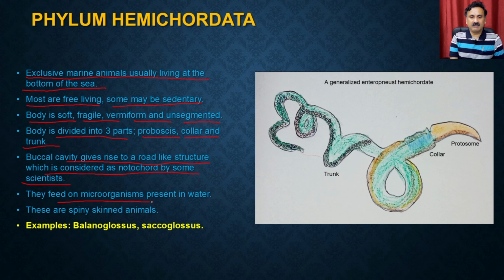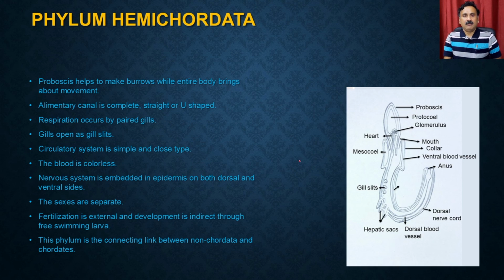They feed on the microorganisms which are present in the water, and they are spiny skinned animals. The examples are Balanoglossus and Saccoglossus. So what you see here is a hemichordata. It does not contain a well-defined vertebra, and that's why they are also considered under the category of invertebrates. Proboscis helps to make the burrow while the entire body brings about the movement. Alimentary canal is complete, it is straight or U shaped.